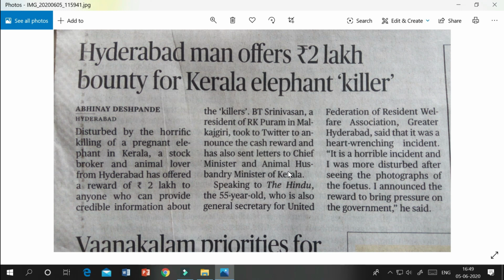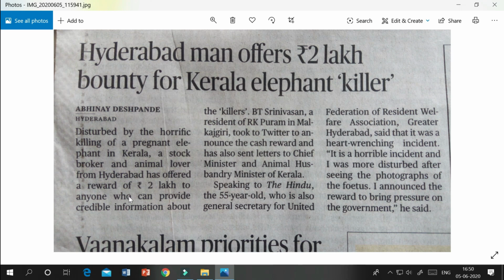This is the meaning. Now coming to the grammatical analysis, B.T. Srinivasan is subject. Resident of R.K. Puram in Malkajgiri, this is called prepositional phrase. It is working like an appositive here. Took is the verb. To Twitter, prepositional phrase. To announce the cash reward, to infinitive. And has also sent letters to Chief Minister and Animal Husbandry Minister of Kerala. This is called conjunction clause because it is beginning with the conjunction and.